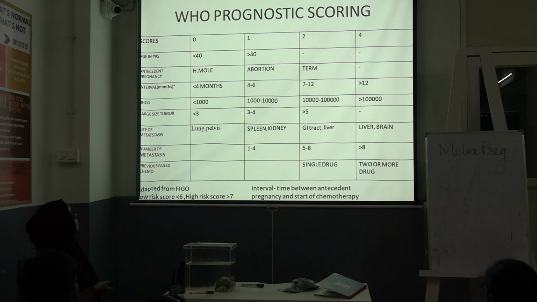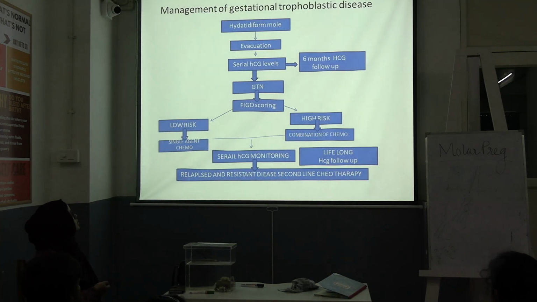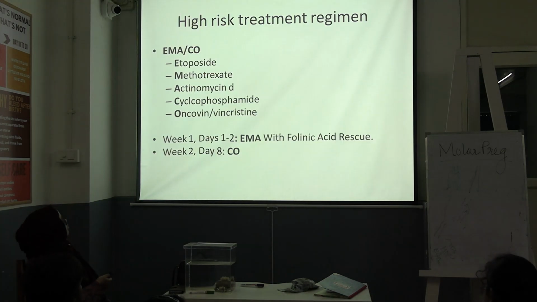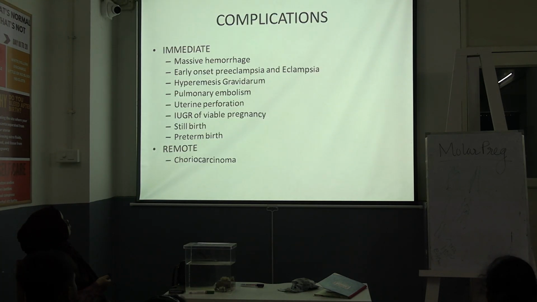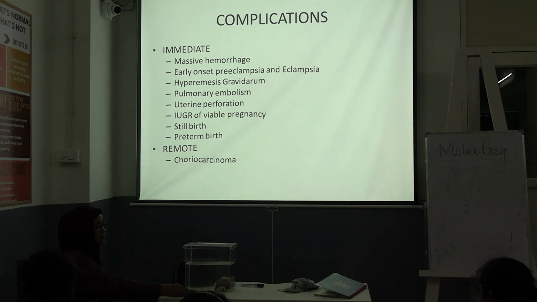So, what are the complications of molar pregnancy? Complications can be hemorrhage. There can be massive hemorrhage because there is increased bleeding PV. That's why anemia is normally there.